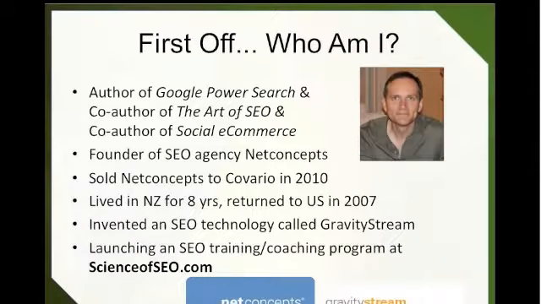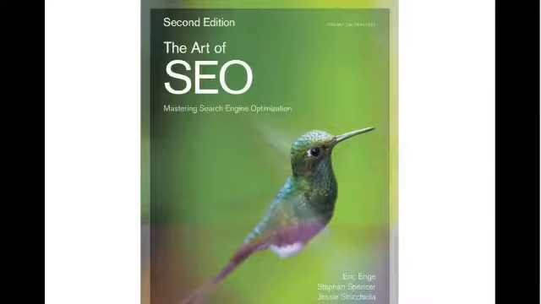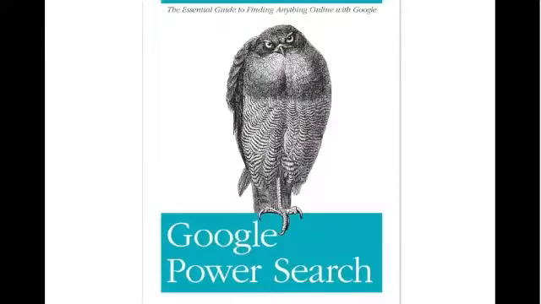So who am I? I'm Stefan Spencer. I'm the co-author of The Art of SEO, co-author of Social Commerce, and author of Google Power Search, all published by O'Reilly. I founded an SEO agency in the 90s called Net Concepts. I sold it to Cavario in 2010. I invented an SEO technology platform called Gravity Stream, and I have an SEO training and coaching program at scienceofseo.com. So that's me. These are my books.